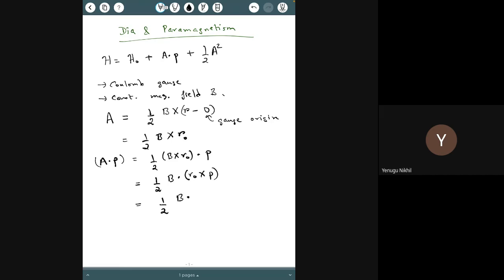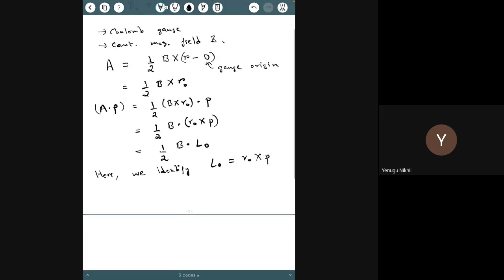is also the angular momentum of the system with reference to the point O, which is also the gauge origin. So here we identify L0 equal to R0 cross P, and L0 is also the angular momentum quantum number of the whole system. Okay, R0 cross P. But this is the operator form, of course.